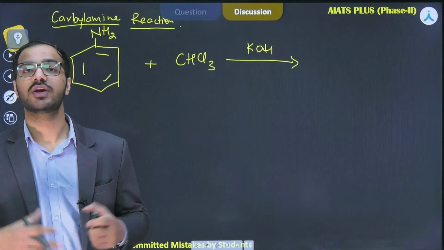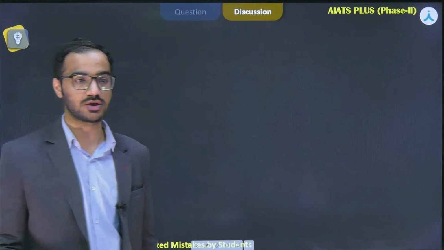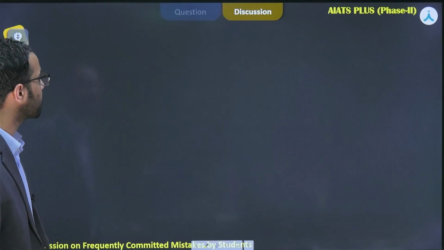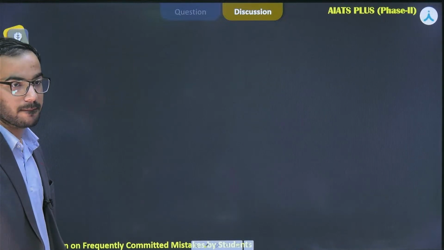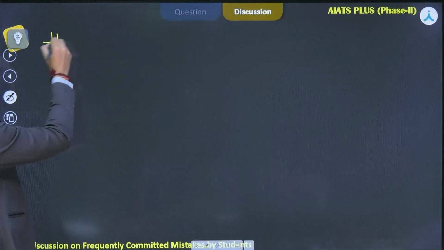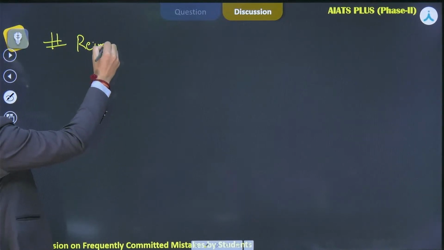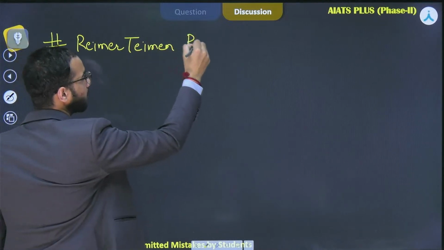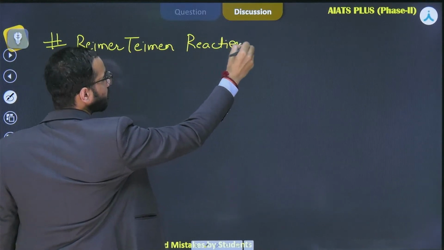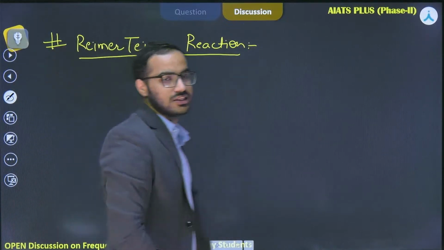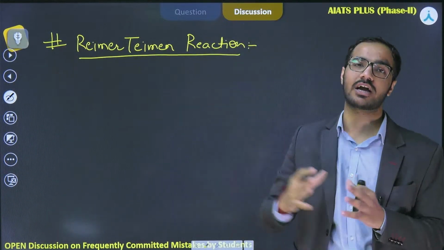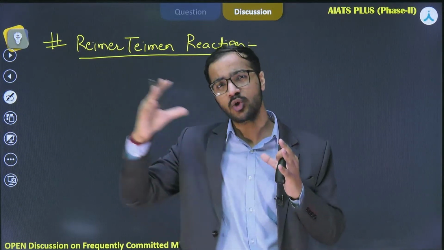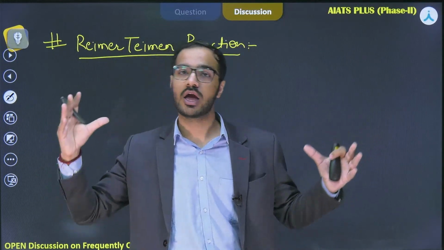Okay, let's go back to the Reimer-Tiemann reaction. We are done with the carbylamine reactions. Now we are having the Reimer-Tiemann reactions. These are more or less the same as the carbylamine reaction, but the only difference is the product formation. The way to approach the product is very different from the amines.